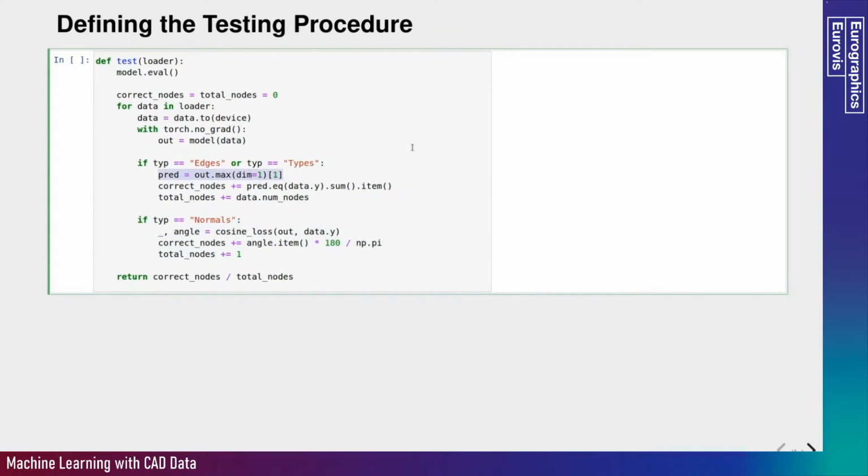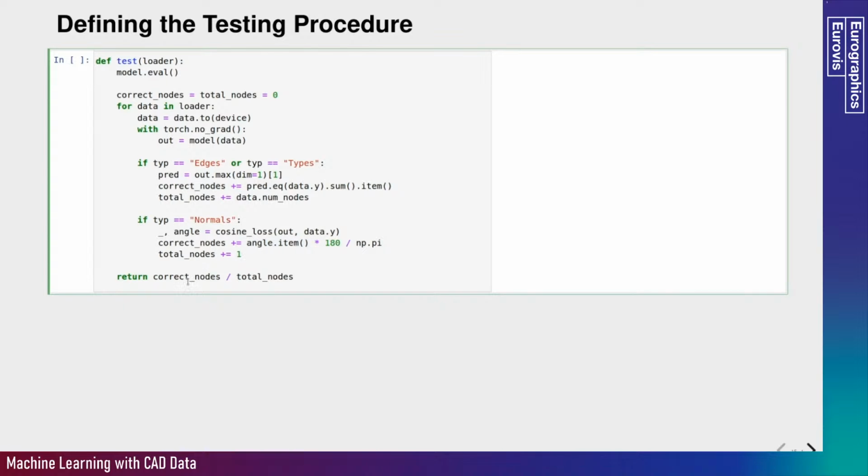So for edges, again, like before, we calculate the predicted class just by taking the max function. We calculate then the correct nodes by comparing the predictions to our ground truth data.y, and then we have our total nodes and the correct nodes. For the normals instead, we just calculate the angle, or the mean angle deviation, which is a measurement for our accuracy. And again, we need to count the correct nodes by summing this up.